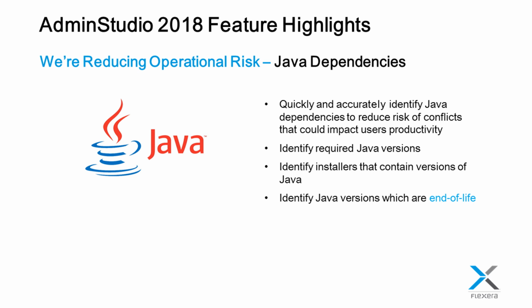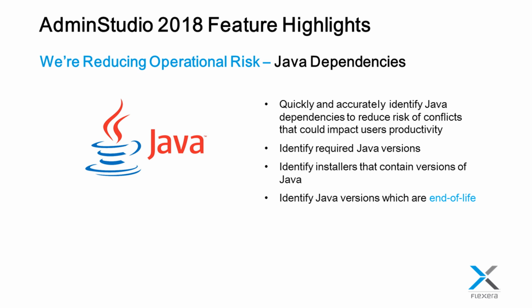We also introduced a pretty cool feature I think a lot of people will appreciate, and that is around Java dependencies. Right now, when you get a new version of Java you need to roll out, it's hard to know exactly what applications that could impact and what you're dealing with in your environment. So now when you have an application in your catalog that has a Java dependency, you can be aware of what version of Java it's dependent upon, and if that's end of life. You can also see what setups you have in your portfolio that include Java.